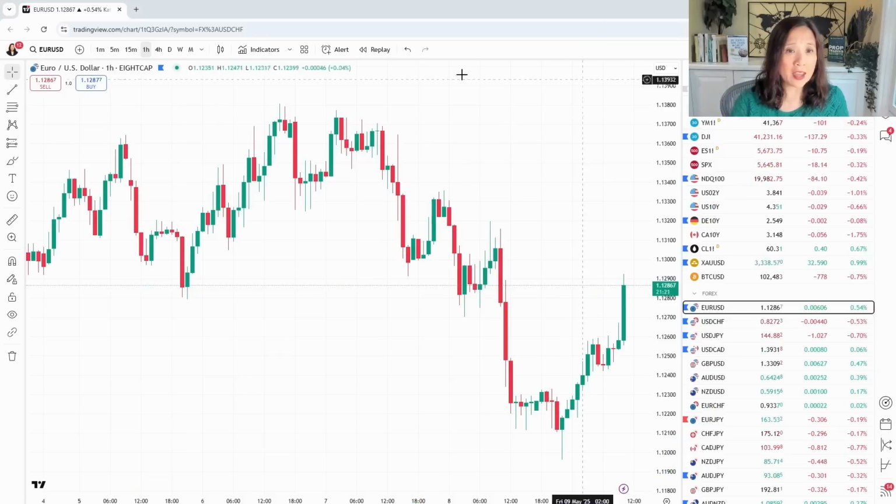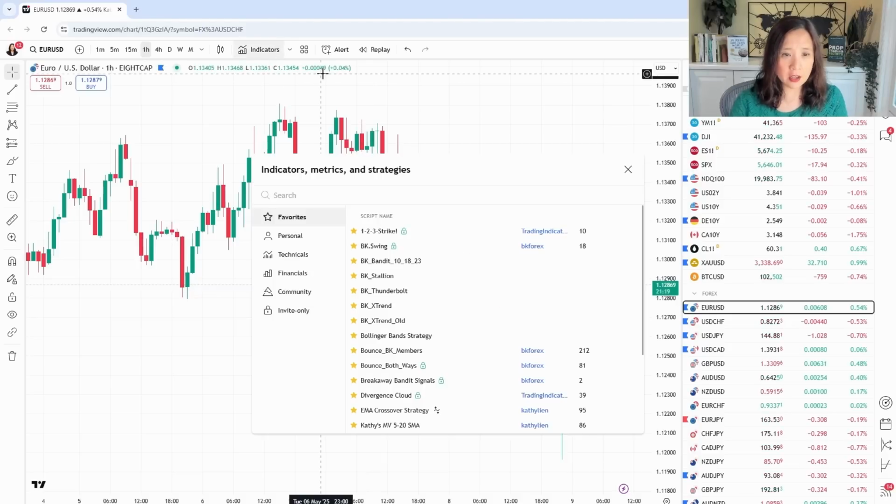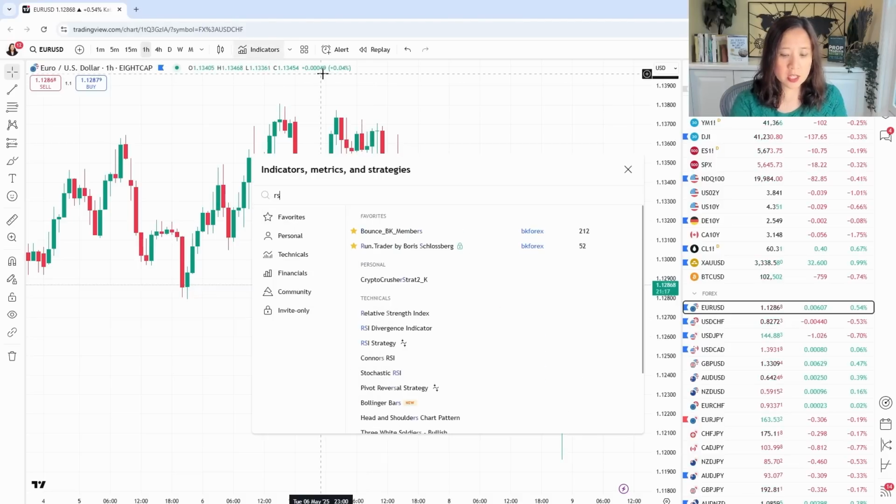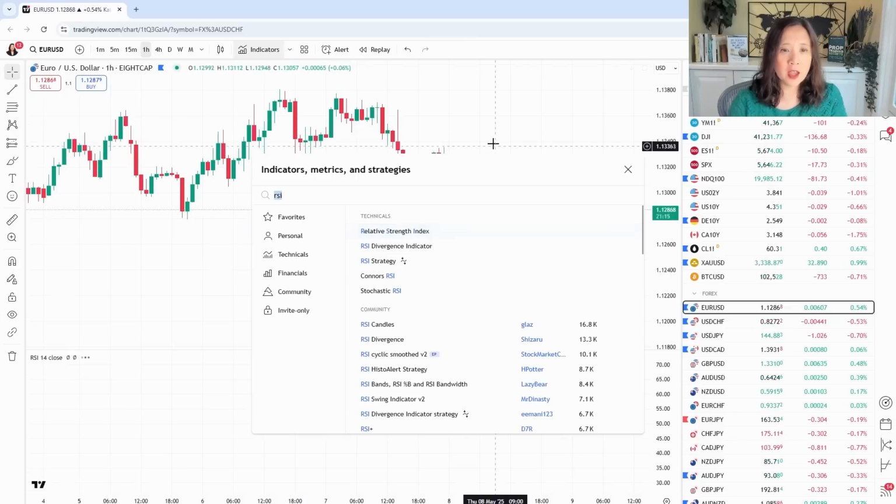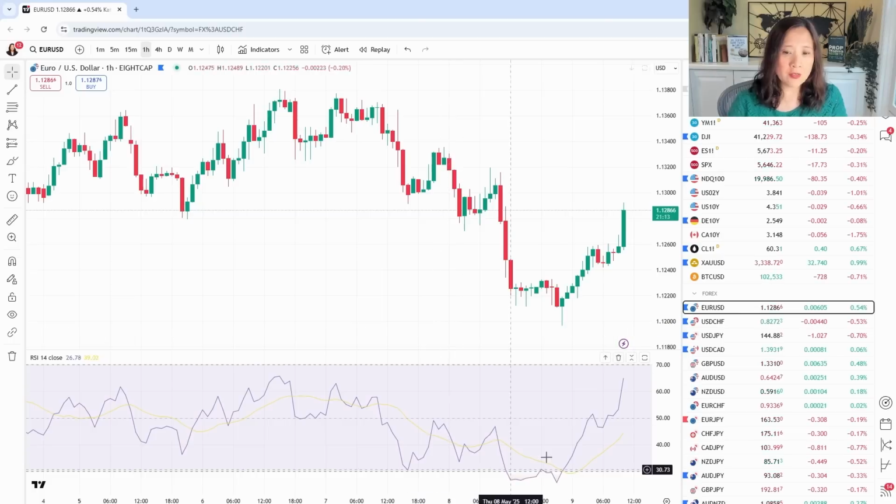I think it's more effective on 1-hour charts. It also works on 4-hour charts. I'm going to go ahead and add the RSI. So we can type in indicators, click in RSI. And in this strategy, we have the RSI, which we're going to be looking for divergence on, and we're going to combine it with moving averages.